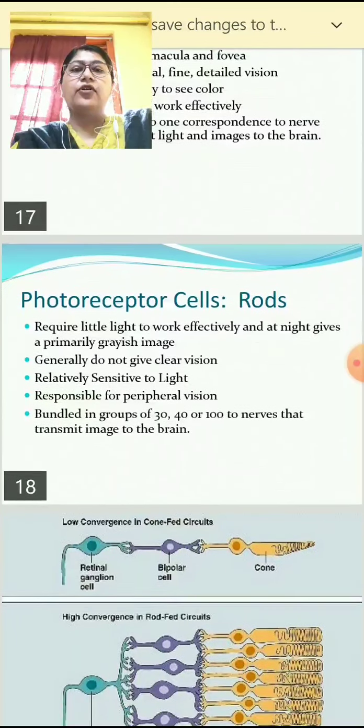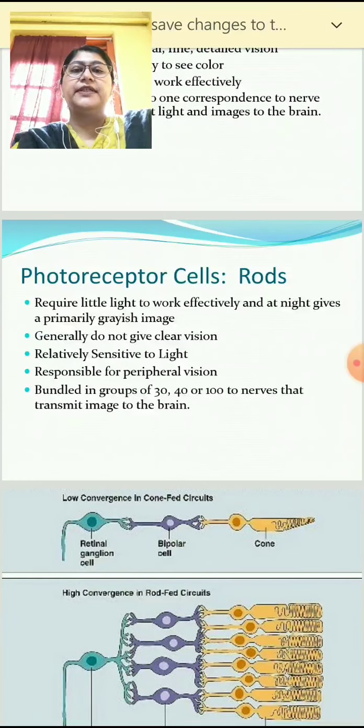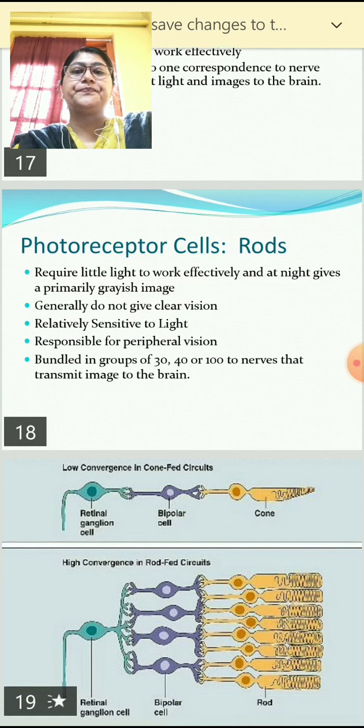And rods require little light to work effectively, and at night give a primary greyish image. They do not give clear vision. They are relatively sensitive to light, so they are responsible mainly for peripheral vision. So rods are responsible for peripheral vision and cones are responsible for central vision.